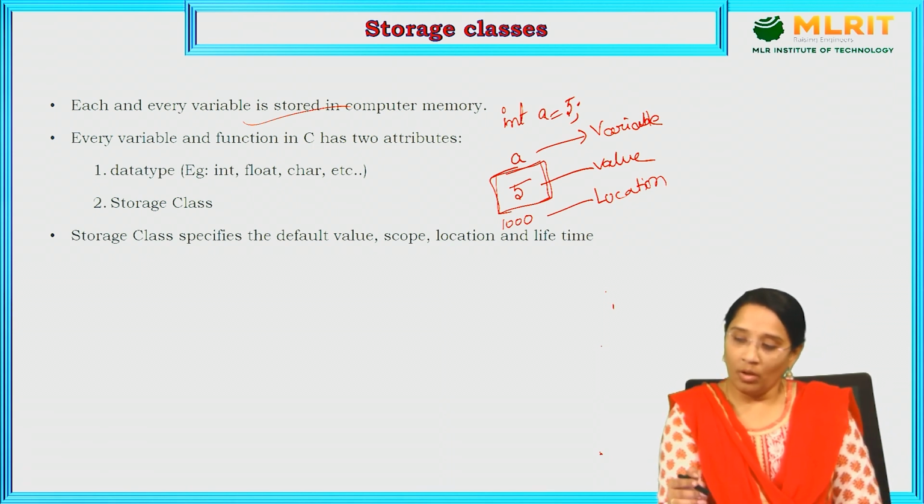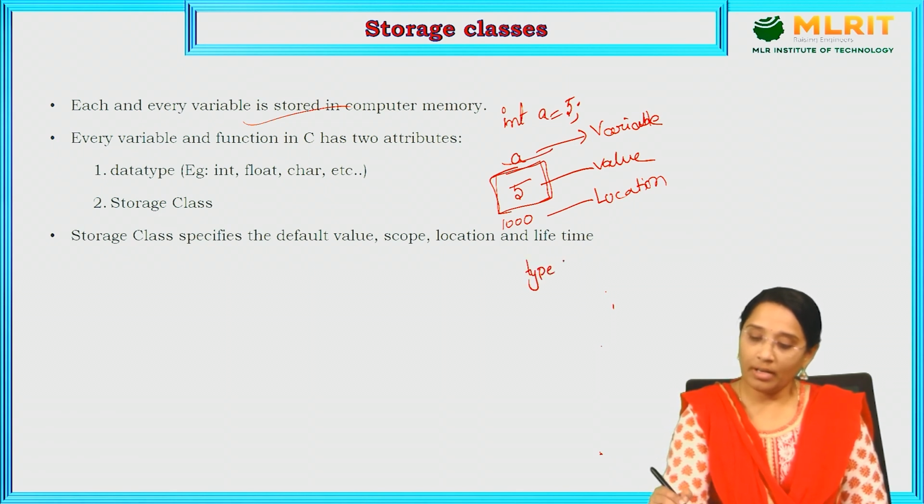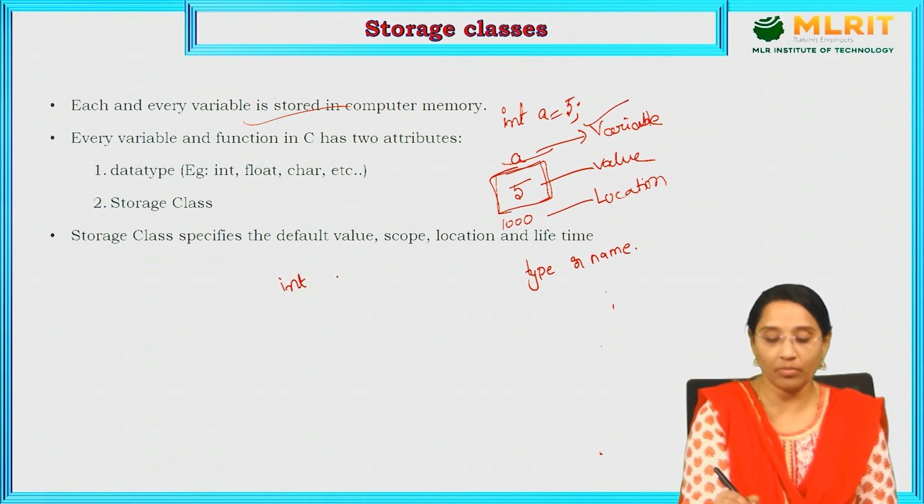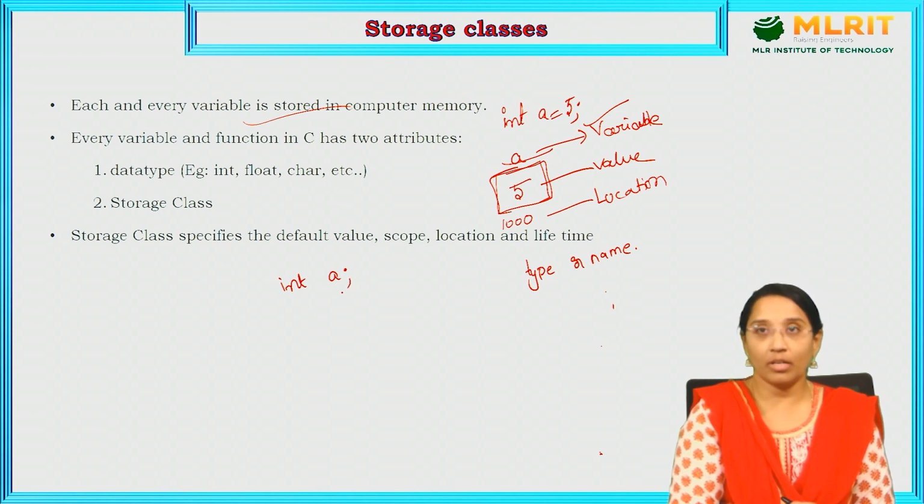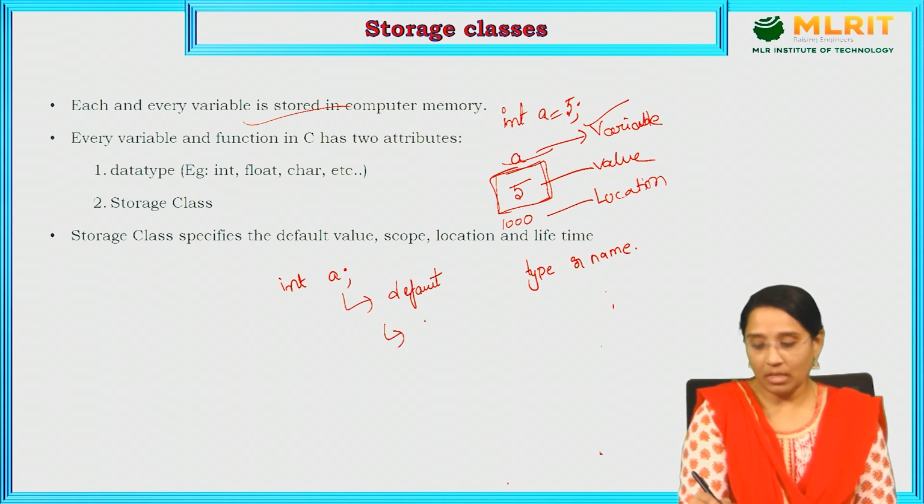So, this variable is associated with two things: one is its type and another one is its name. Suppose if I declare like this, what is this? The initialization of the variable. Suppose if I declare just int a, what is it? I have declared a variable, but I have not initialized any value to that variable. So, what will be the default value of that variable? What will be the location of that variable? What is the scope of that variable? And what is the lifetime of that variable?